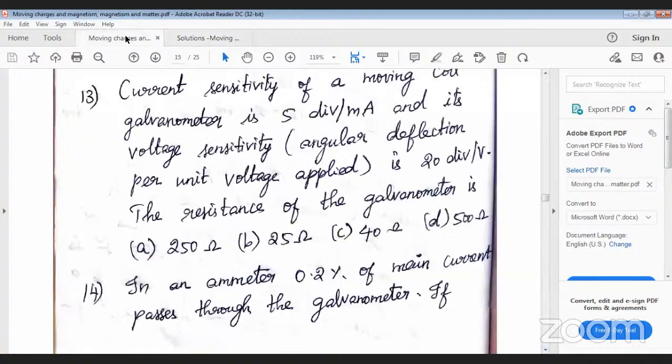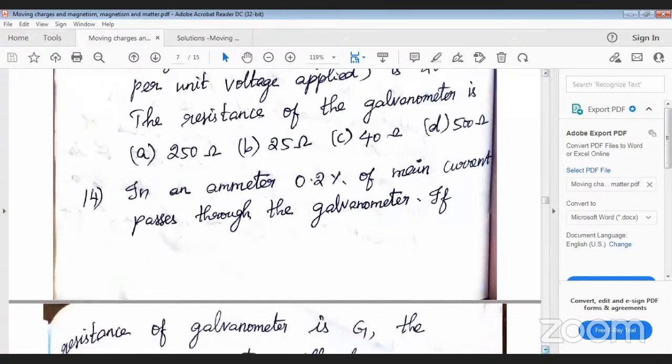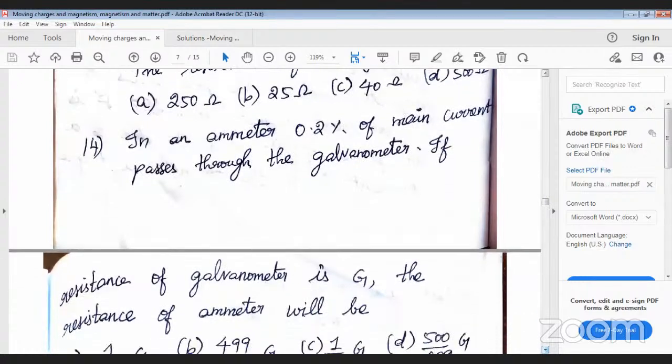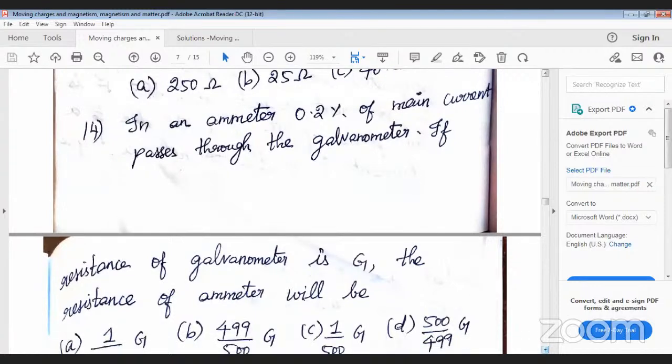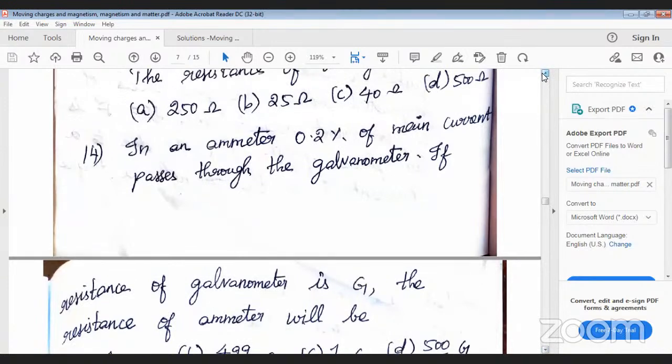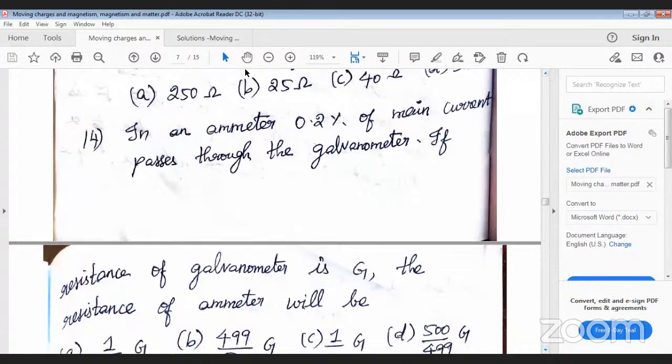And the next question: in an ammeter, 0.2% of main current passes through the galvanometer. If the resistance of the galvanometer is G, the resistance of the ammeter will be. So for that you need to draw the circuit of an ammeter. In an ammeter, 0.2% of main current passes through the galvanometer. Resistance of the galvanometer is G.